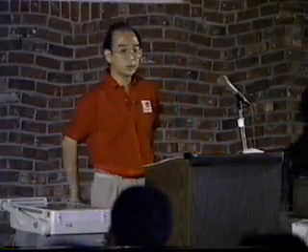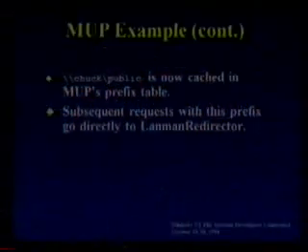So continuing on this example, chuck\public has been cached in MUP's prefix table. So now if you access a file directly under this particular point, it would just go directly to the LanMan redirector, and MUP does not bother rerouting.